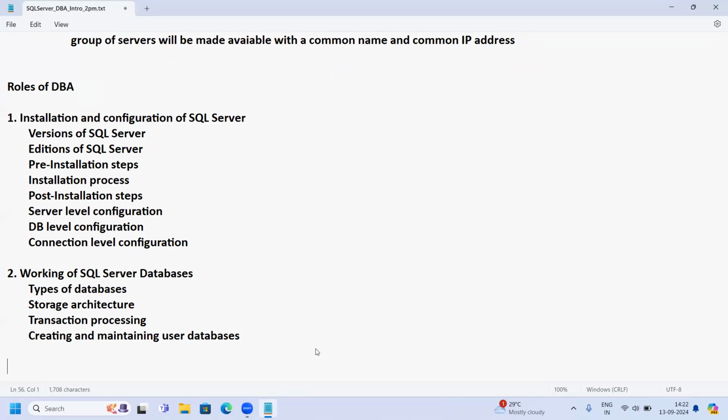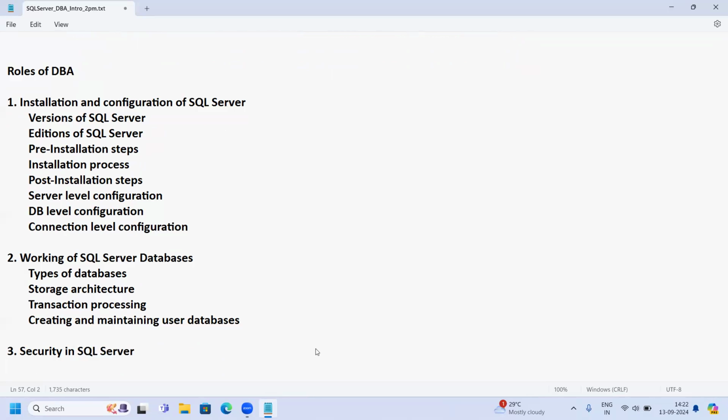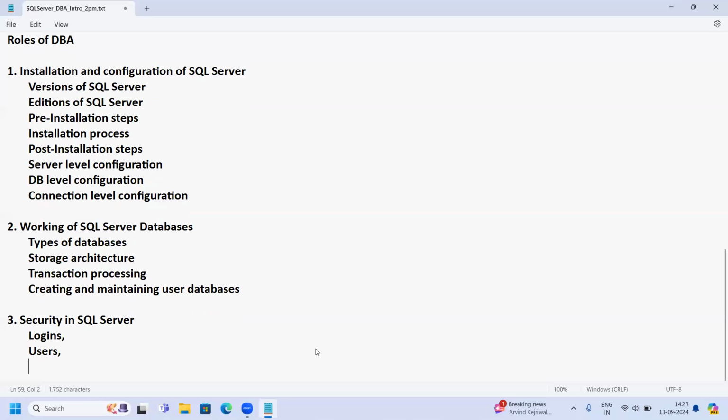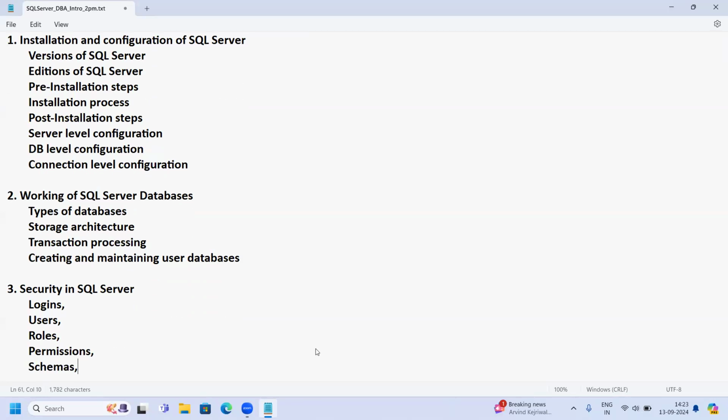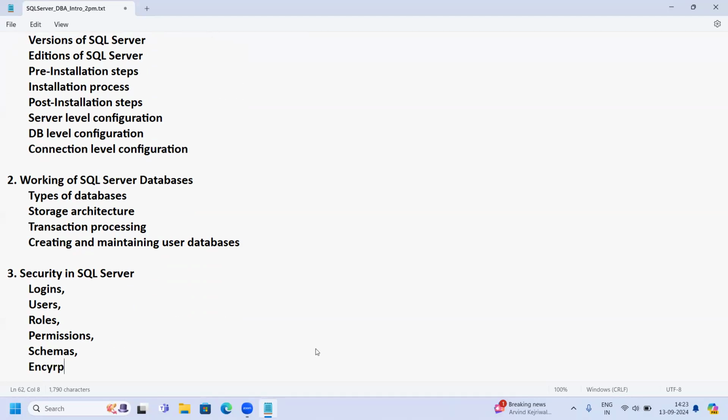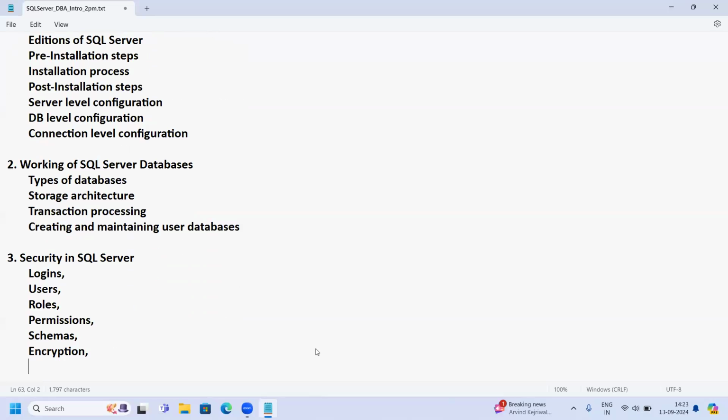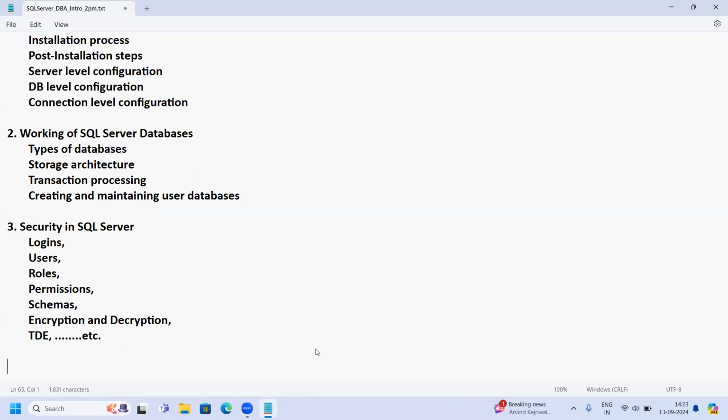Then we will study security in SQL Server. This is also a major part to be discussed. In the security part, we should know logins, how to create users, how to create roles, how to grant permissions, how to work with schemas, and how to work with encryption and decryption, both. And you should know about TDE, etc. These are all things you need to be aware of.